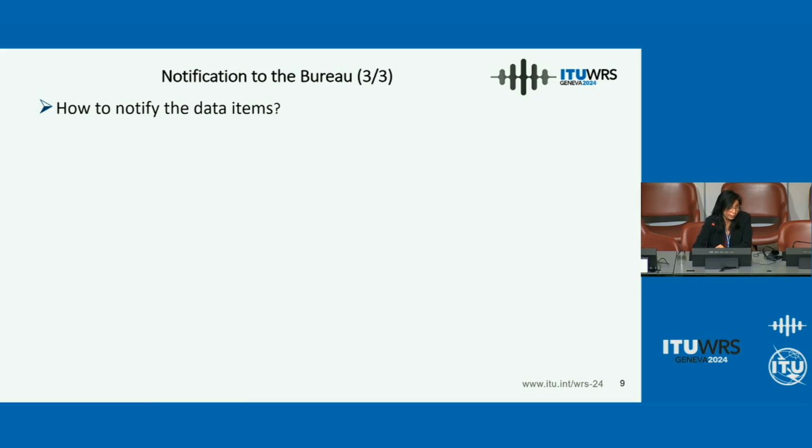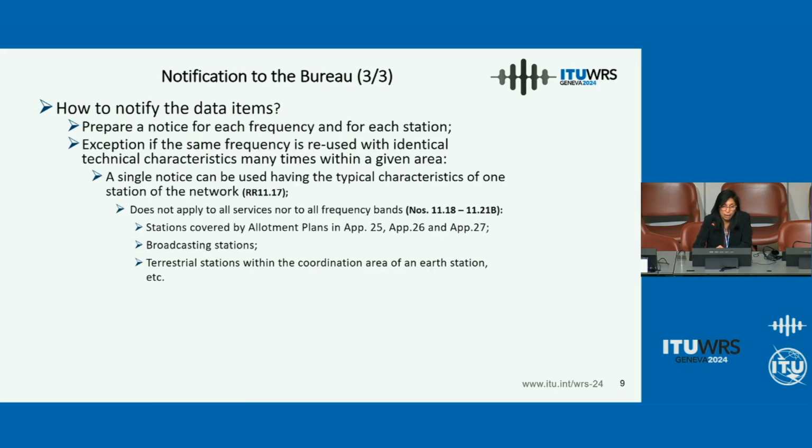How to notify the data items that are required? So we need to prepare a notice for each frequency and for each station. However, there is an exception if the same frequency is reused with identical technical characteristics many times within a given area. Then you may submit just one notice with the typical characteristics, but it is to keep in mind that it does not apply to all frequency bands and to all services. You may see where it does not apply in the radio regulations under provision 11.18 to 11.21B.